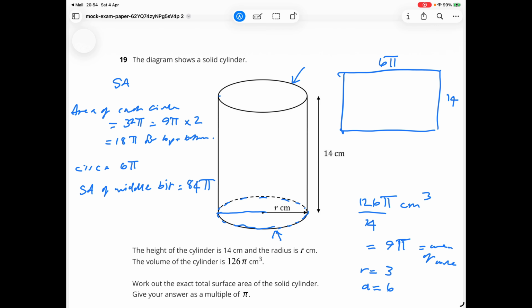And then we add them together. So the whole surface area equals 18 pi plus 84 pi, which equals 102 pi.